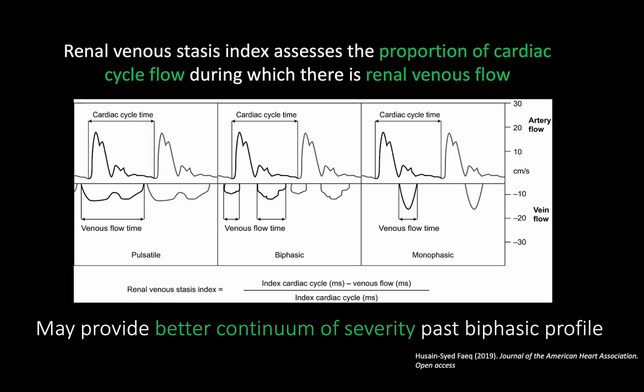A more recent quantification method has looked at the renal venous stasis duration and calculated the proportion of the cardiac cycle during which the renal flow is detectable. This has the advantage of not relying on the identification of a pattern, which may be subjective in some difficult cases. This score has shown more promise in determining the degree of severity after a congestive pattern has been identified. This is, however, an area of development.